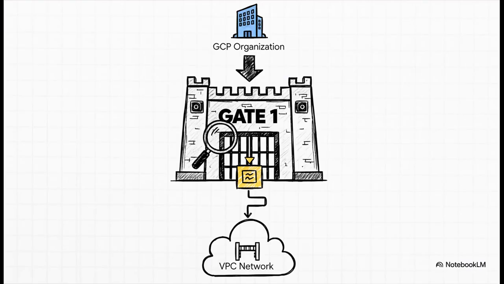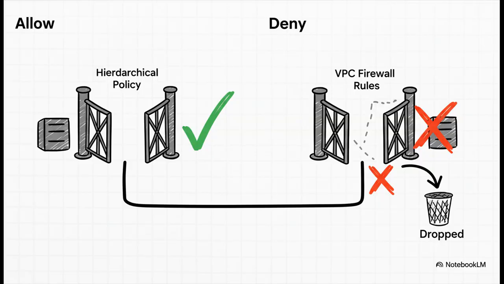Here's how it works. Before GCP even glances at the local firewall rules in your VPC, it checks to see if there are any policies set at the organization level or at a folder level. This is the absolute first gate that all traffic has to pass through. If, and only if, the traffic gets a green light from that top-level policy, then GCP will go and look at your local VPC rules. But if that hierarchical policy says deny, it's game over. The traffic is dropped right there, and your local VPC rules never even get consulted.